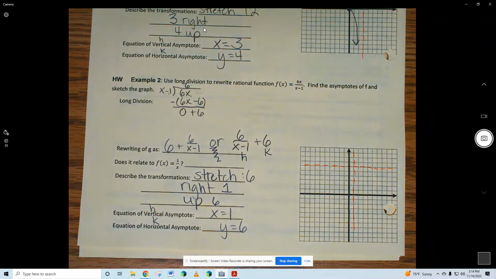Okay. I'm not going to make a table of values. What am I going to do? New people helping. All brand new. What do I do? Pick numbers on each side. So you have to pick a number that's smaller than 1. You should probably pick 0. Pick a number bigger than 1.